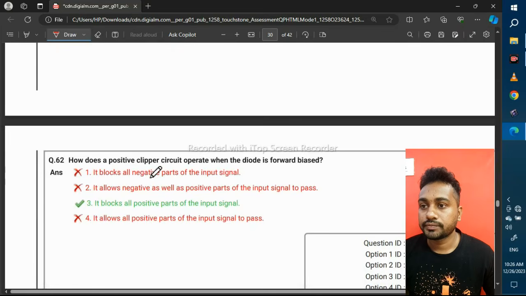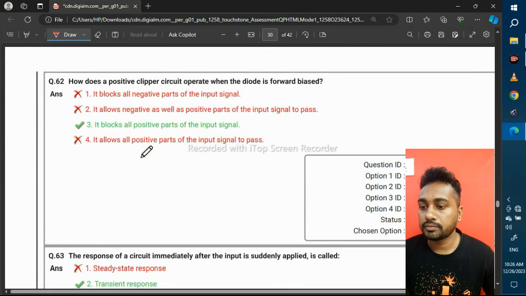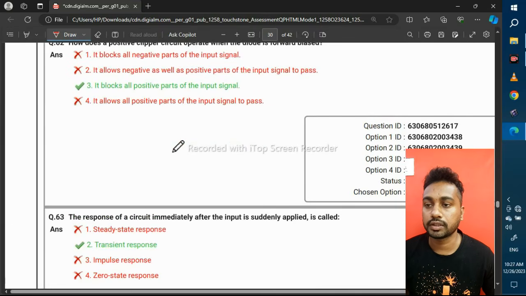How does a positive clipper circuit operate when the diode is forward biased? It will block all the positive part of the input signal. This is also right.